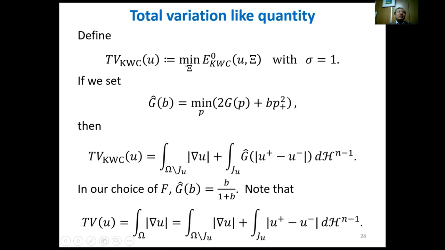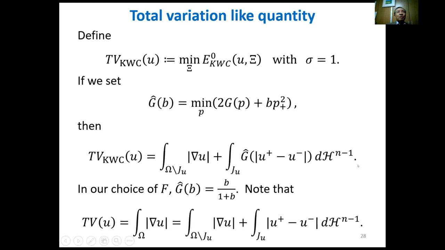Let me take a minimizer of the Kobayashi-Warren-Carter energy with weight sigma, with constant sigma equal to 1. And if we set G(b) as just the minimum value of this, then as a function of b, this is concave, by the way. And then the total variation in the sense of Kobayashi-Warren-Carter is something like this. This is the usual total variation, and J_u is the jump set of jump discontinuity, but at the jump discontinuity, this is G hat of u plus minus u minus. And in my choice, G hat of b is b over 1 plus b.